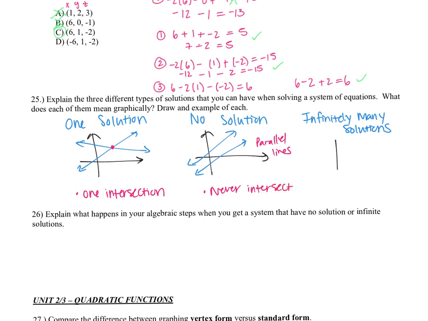The last one here is if you have a graph, and let's say you graph 2 lines and they happen to be on top of each other because they're the same lines. So you've actually just graphed one line. So if they happen to be 2 lines that are exactly identical, they're going to be on top of each other, so they intersect everywhere because they are the exact same lines.